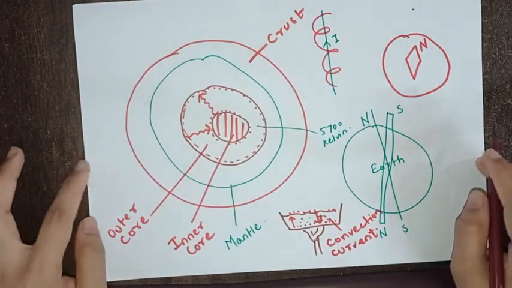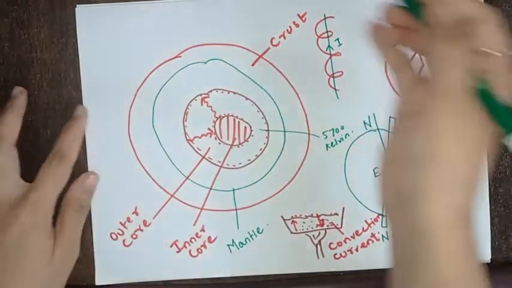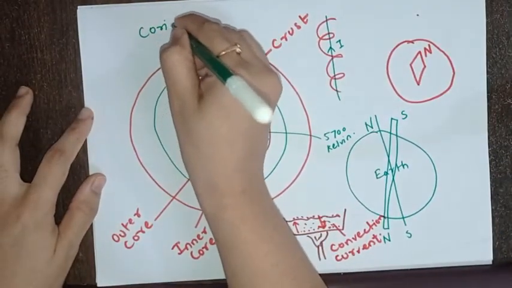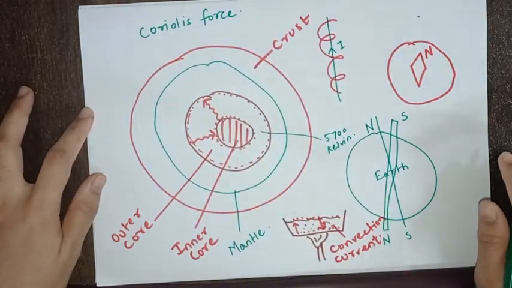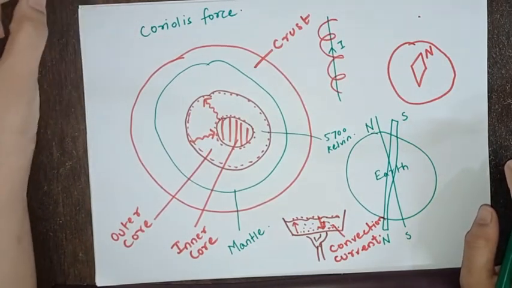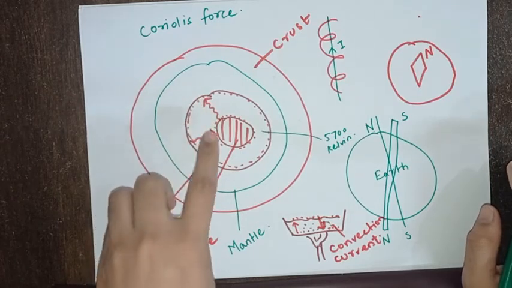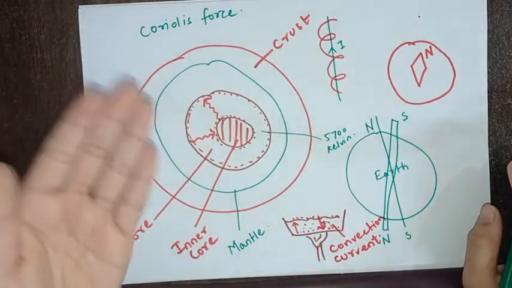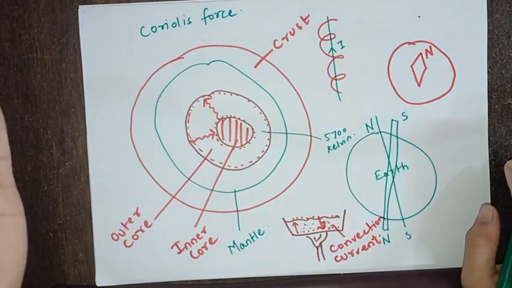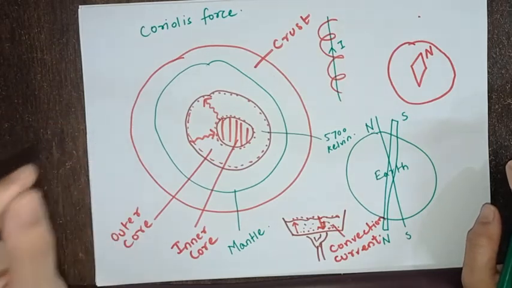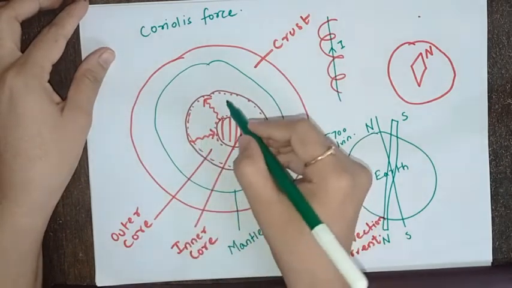All right, now there is a force called the Coriolis force. Because of this Coriolis force, this convection current will move in a circular path. Coriolis force is basically a pseudo force. It's a different topic altogether, I'll make another video for that, but for now what you need to understand is that because of the Coriolis force, these electrons move in a circular path.